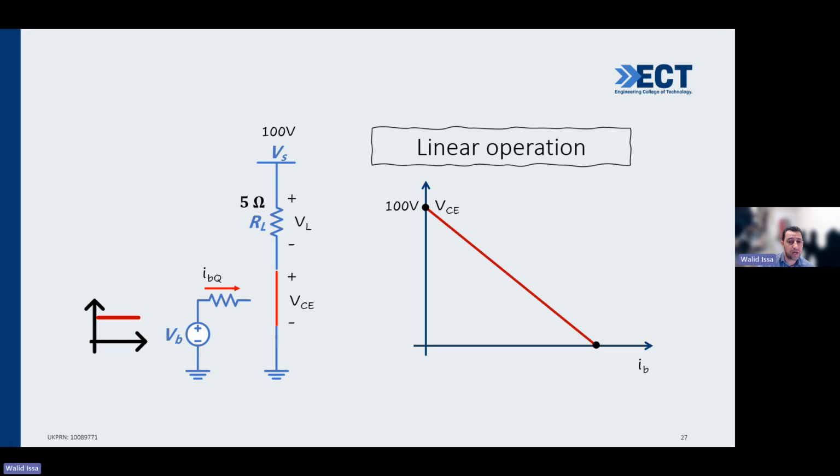What about if I pushed a lot of current? If I pushed a lot of current here, that transistor will behave like a wire, a short circuit. And if it's a short circuit here, the voltage drop here will be 0. So between this point and this point, I have something called the load line, okay?